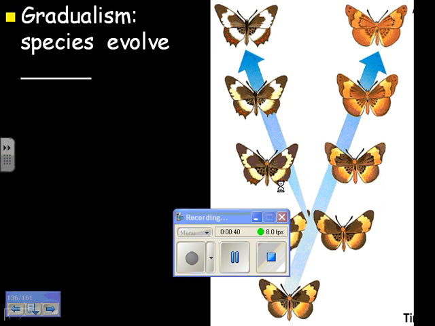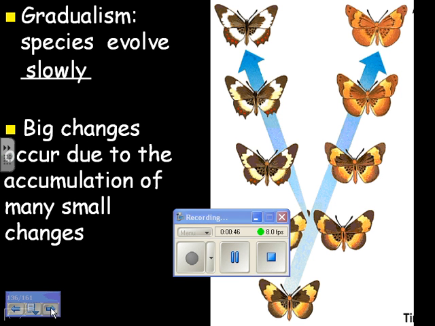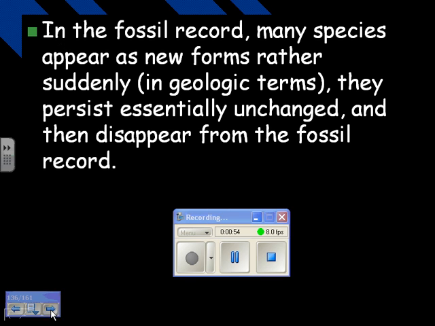So let's look at both of them. Gradualism: species evolve slowly or gradually. So big changes occur, meaning you get two totally new species, which is a big change, but that occurs because of the accumulation of many small changes.